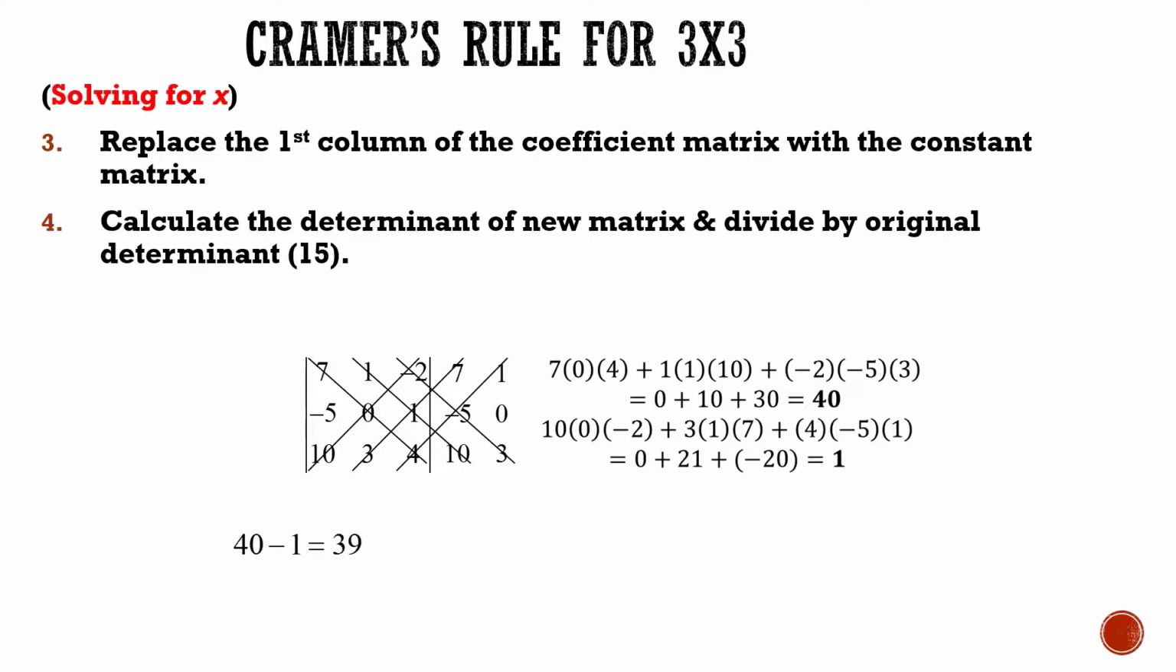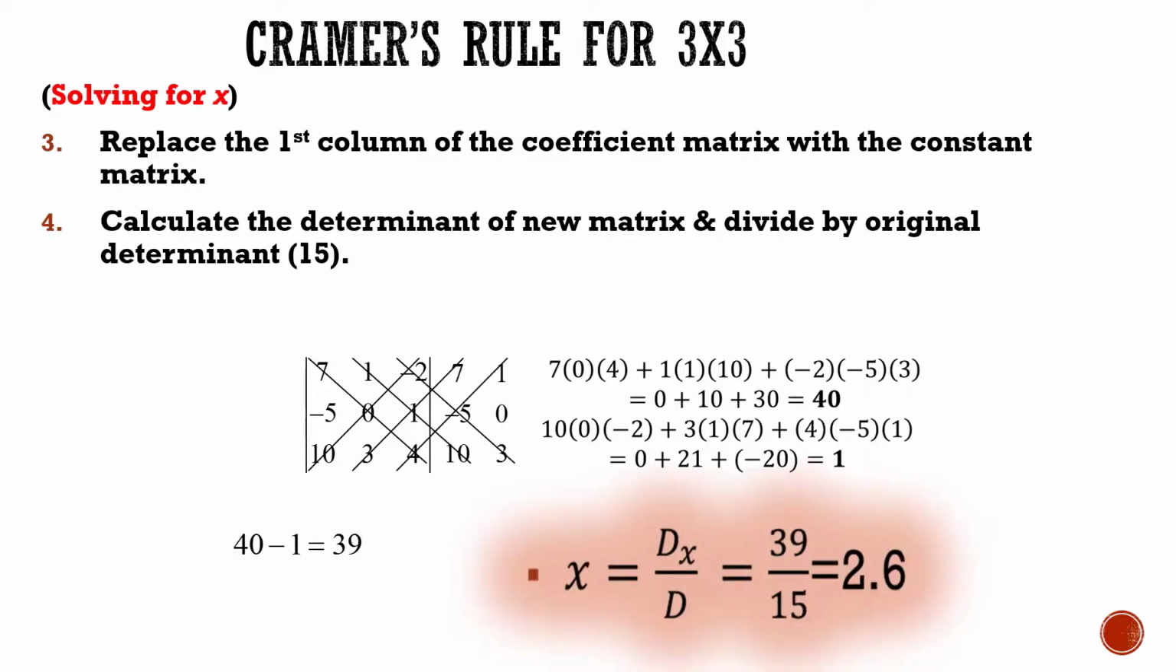39. So to get our x is determinant of x over original determinant. Determinant of x is 39 and original determinant is 15. So our x is 2.6. Nice.